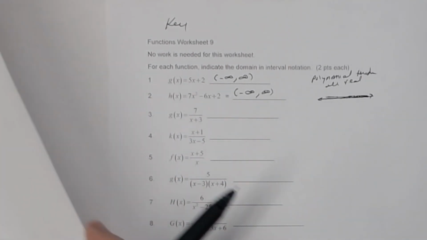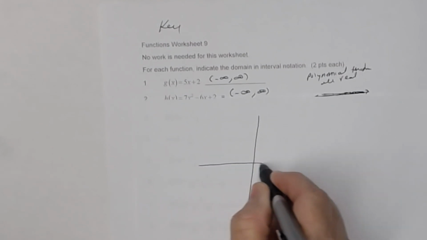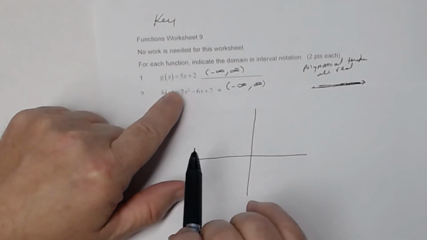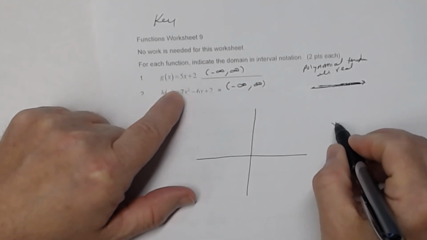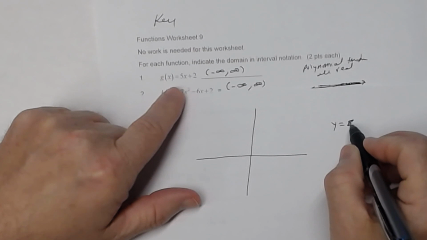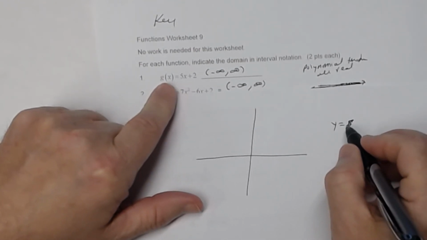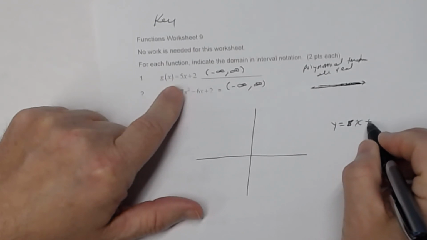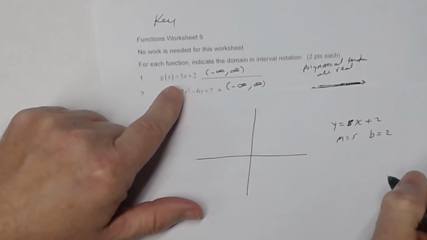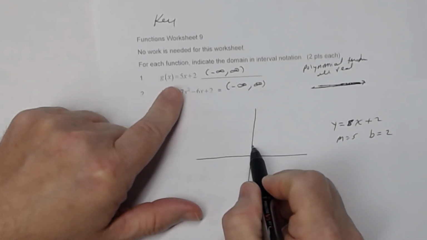Now, just a reminder, if you look at number 1, remember number 1 is a linear function, right? And so we can graph a linear function by looking at the slope and y-intercept. So in this case, remember function notation, g of x I can rewrite as y. So y equals 5x plus 2. So the slope is 5 and the y-intercept is a positive 2. So the graph's going to cross the y-axis at 2, so let's say that's here.